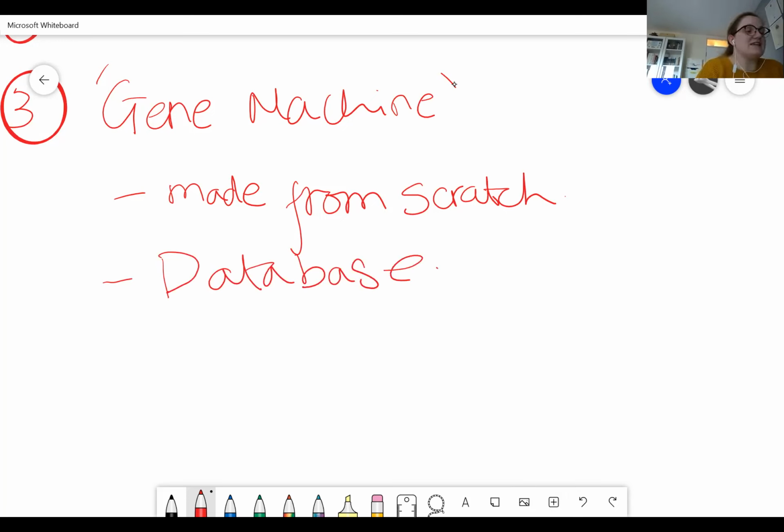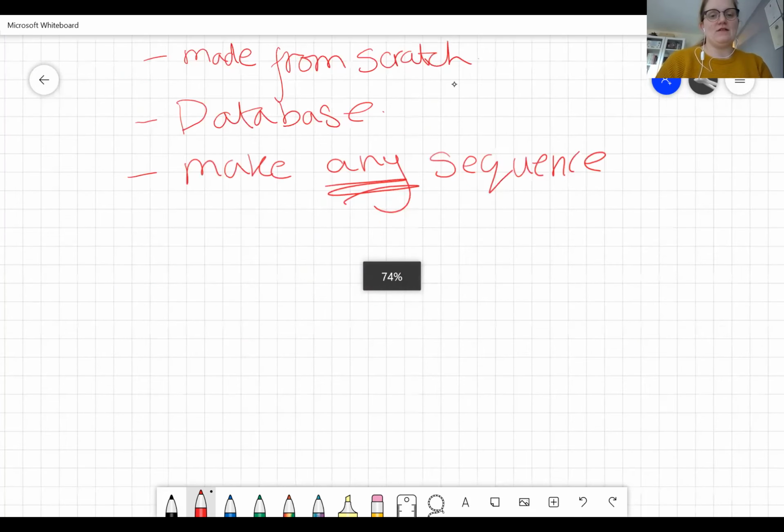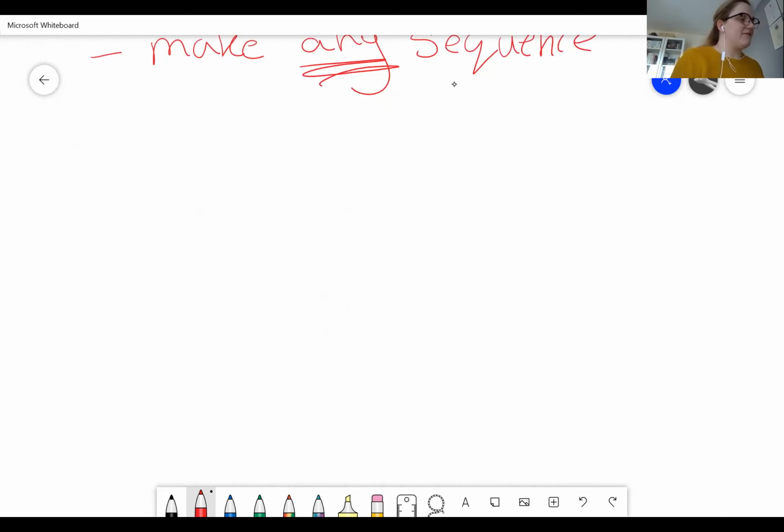So this means that our DNA sequence does not have to exist naturally. So we can make any sequence. So it could be one that doesn't actually exist in nature at all. So this is how it works. Gene machine, we make it from scratch using database, and we can make any sequence. So the sequence that is required is designed if it doesn't already exist. If it exists, we just use the one that already exists. If not, we design it.